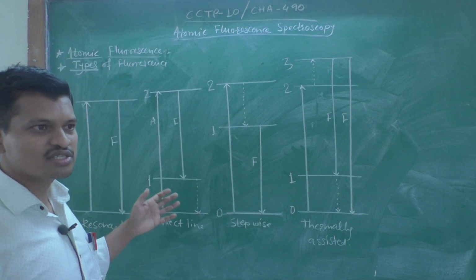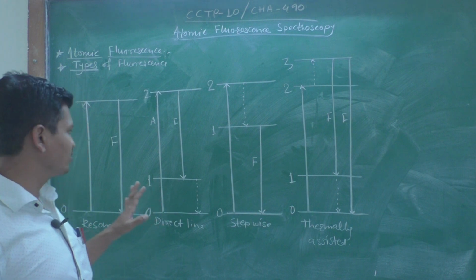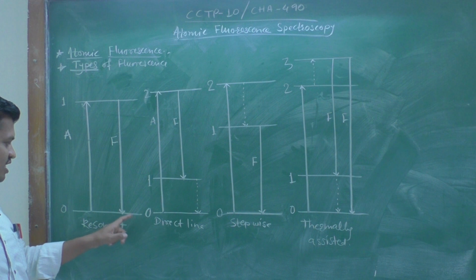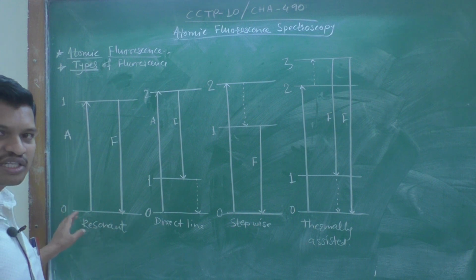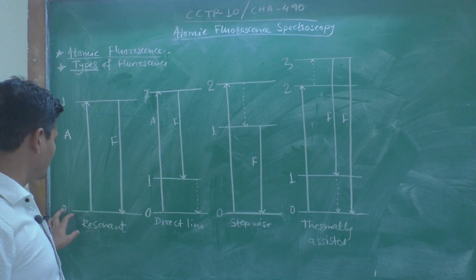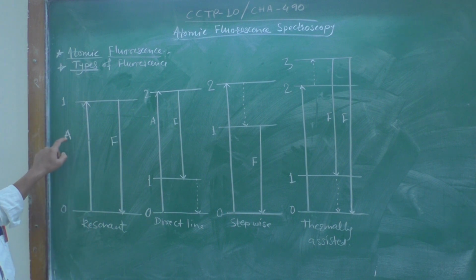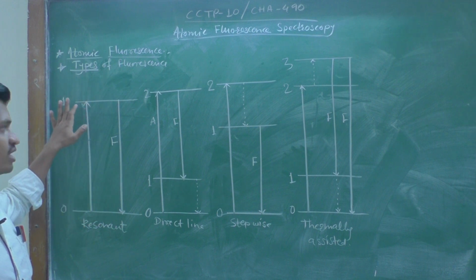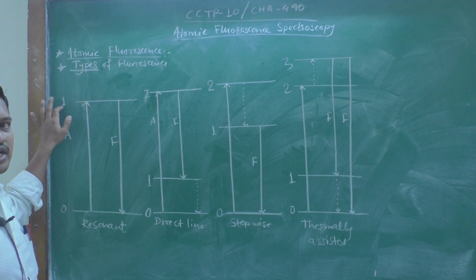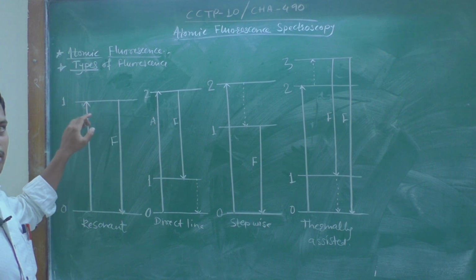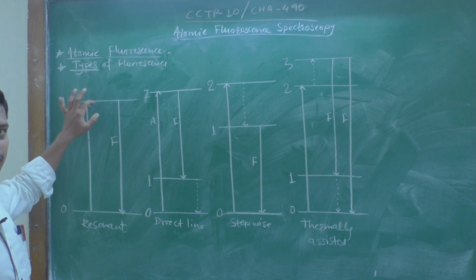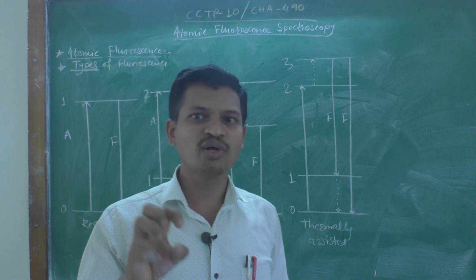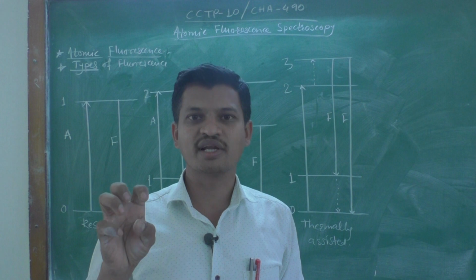This is depicted in this first figure. This is the ground state; 0 indicates that the atoms are present in the ground state electronic energy level. When they absorb radiations, A stands for absorbance, they get promoted to a higher electronic energy level, indicated by the first excited state, that is 1. So all the atoms are now in this state. They absorb a particular frequency, particular energy, or particular wavelength of radiation.